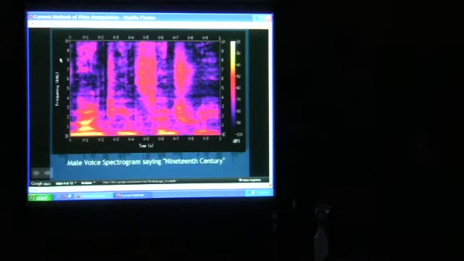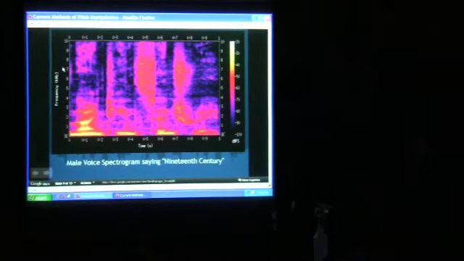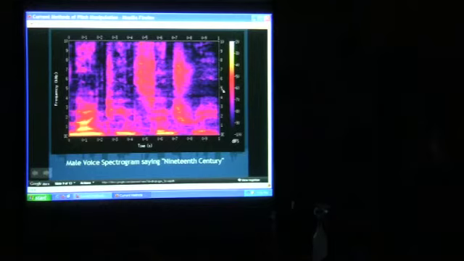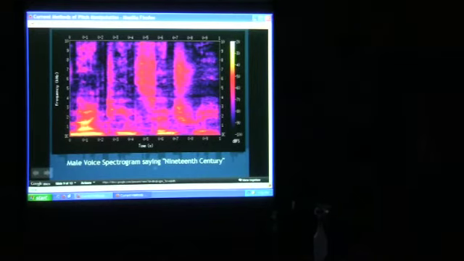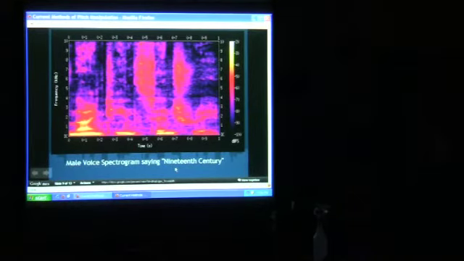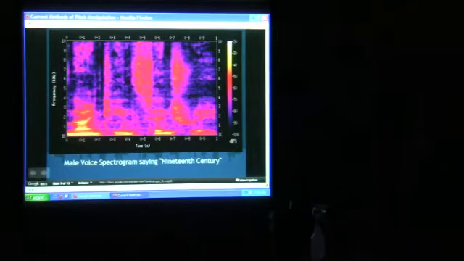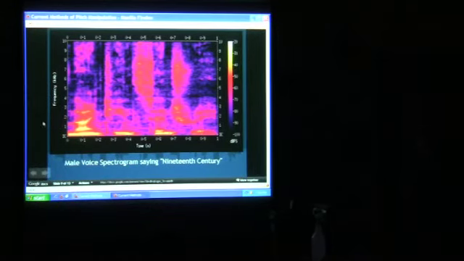Down here is low frequency. Down here is high frequency. But we can read it left to right. So this is a male voice saying the words 19th century. And you have low energy here, and you have high energy here. I tried to say it a bunch of times to see if I could make it out, but I can't. But we can see where there is energy.